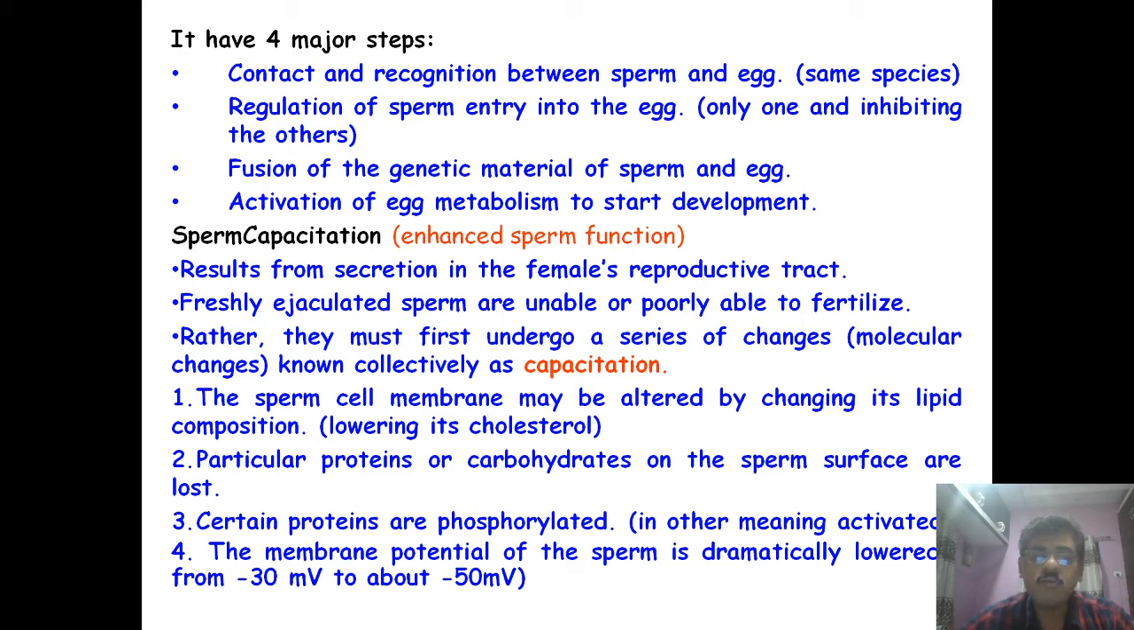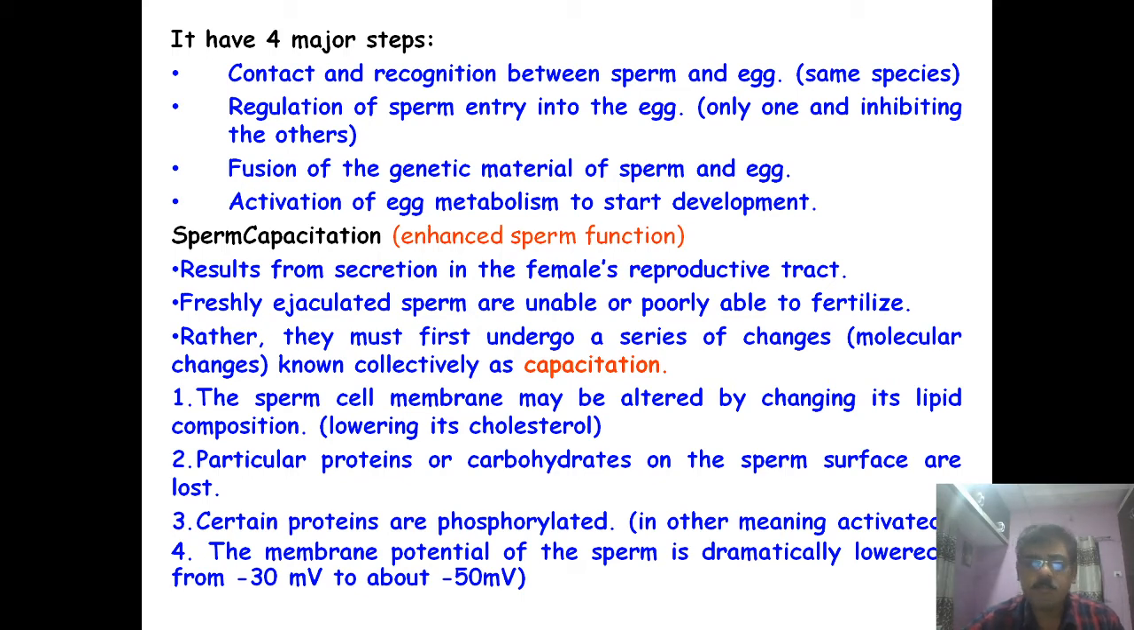The process of fertilization has four major steps that we have earlier discussed. First is contact and recognition between sperm and egg, so that it recognizes its own species. Then the regulation of sperm entry into the egg, only one, inhibiting the others. Then the fusion of genetic material of the sperm and the egg, and the activation of egg metabolism to start the development.